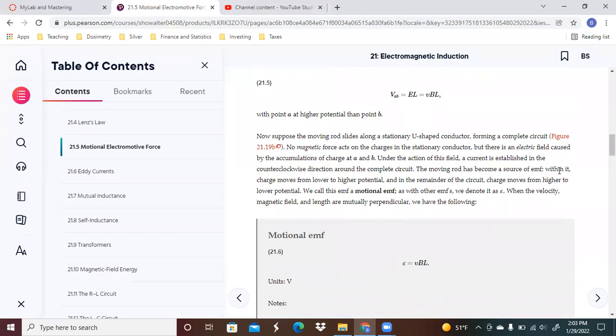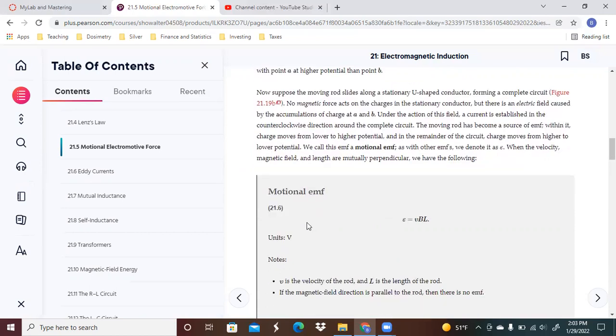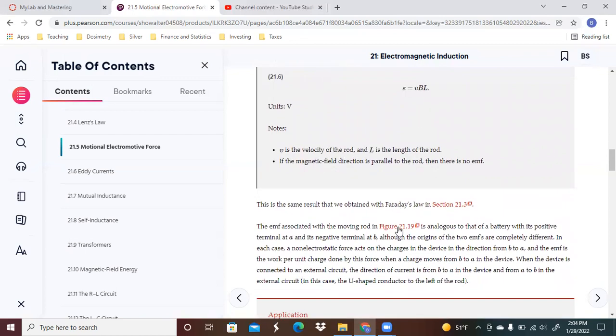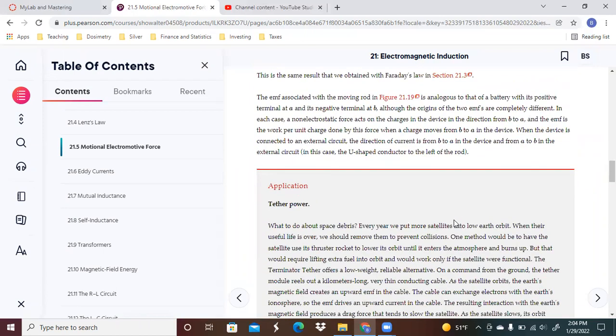So this moving rod has become a source of EMF, and with it the charges move from higher to lower potential, and in the remainder of the circuit, charge moves from higher to lower potential. So that's motional EMF. As with the other EMFs, we'll denote it with epsilon. And when the velocity, magnetic field, and length are mutually perpendicular, this is what we end up with. If the magnetic field direction is parallel to the rod, then there is no EMF.